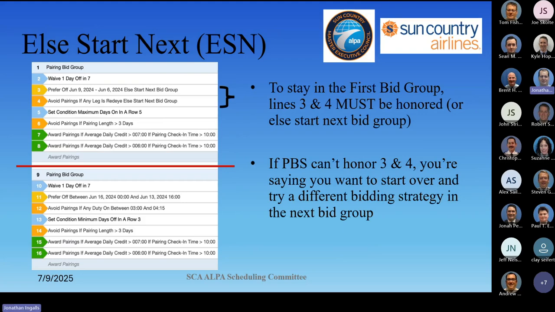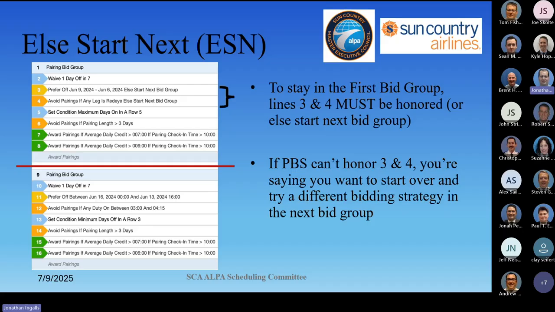So in this example, lines 3 and 4: prefer off June 9 to June 6, else start next; avoid pairing if any legs or red eye, else start next. You're telling the system that this bid strategy is dependent upon you getting preferred June 9 to 6 off and avoiding red eyes. If either of those things cannot be honored, the red eyes or the June 9 to June 6, else start next, and it'll move you into the next bid group.